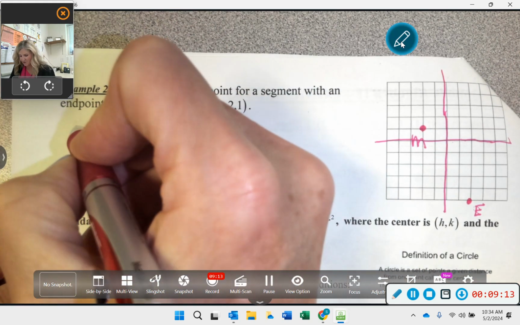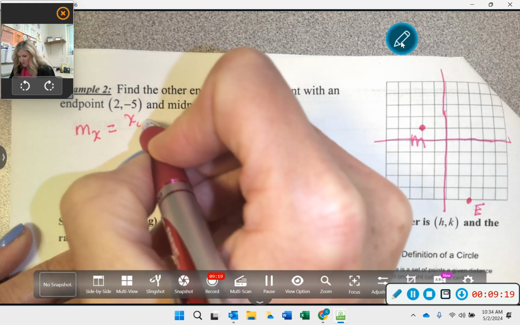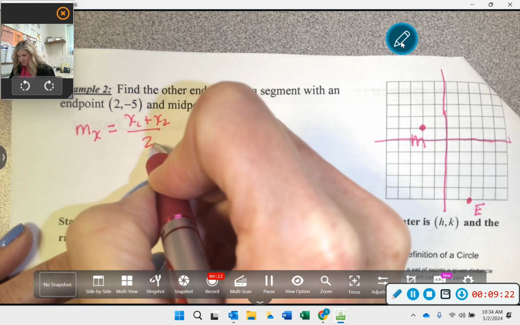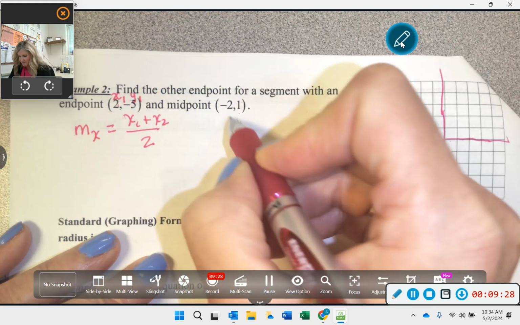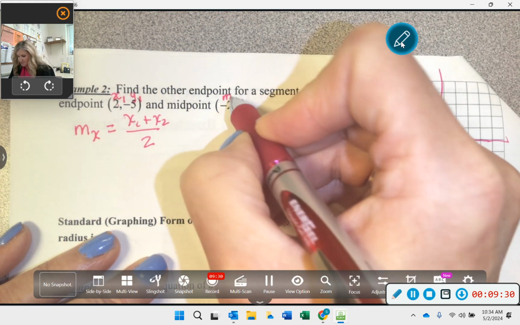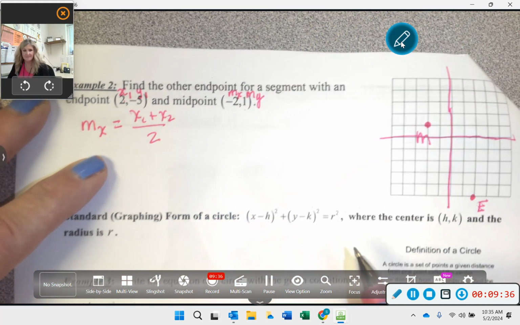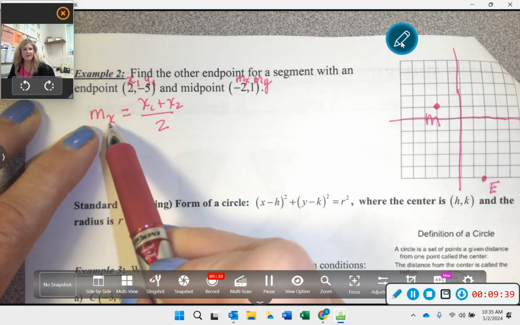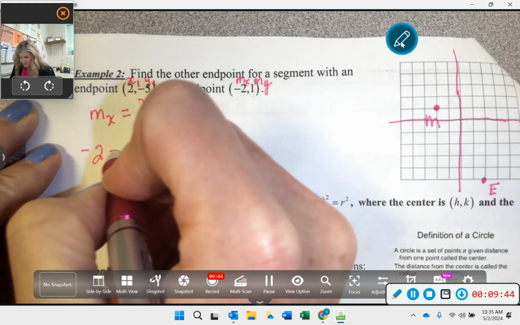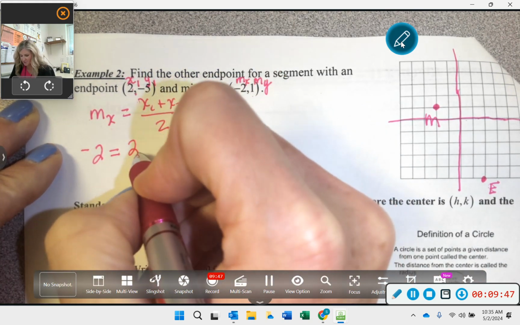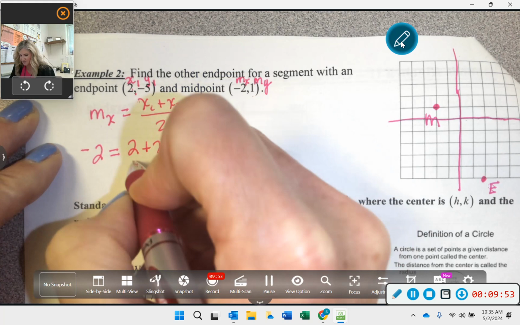This is why I like using this formula. M sub x equals x1 plus x2 divided by 2. This is an endpoint, so this is x1. This is y1. This is a midpoint, so this is the midpoint value of x. And this is the midpoint value of y. So what am I going to put in for the midpoint value of x? Negative 2. X sub 1 is 2. We don't know the second x, so we're going to have to put plus x sub 2 divided by 2.